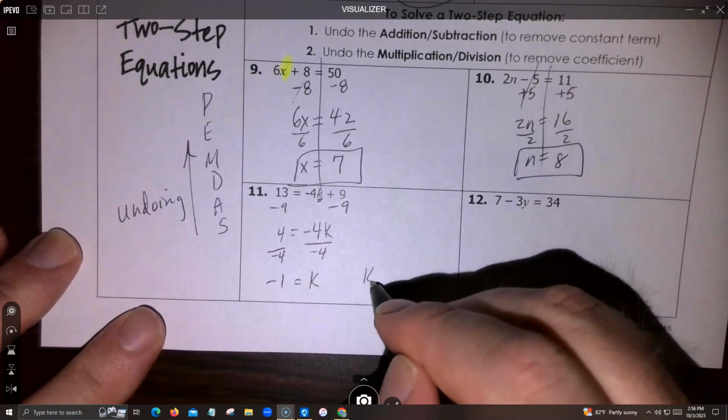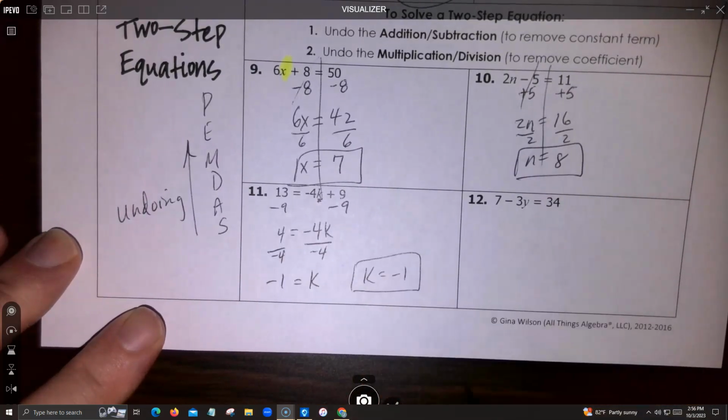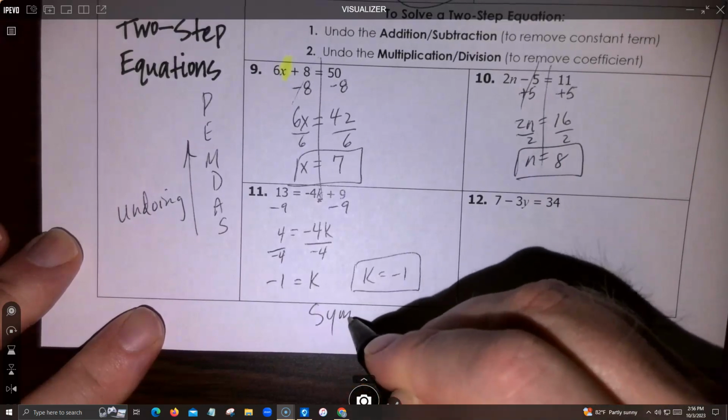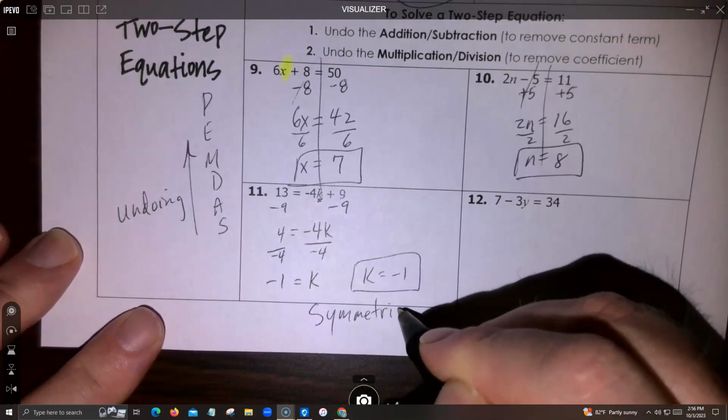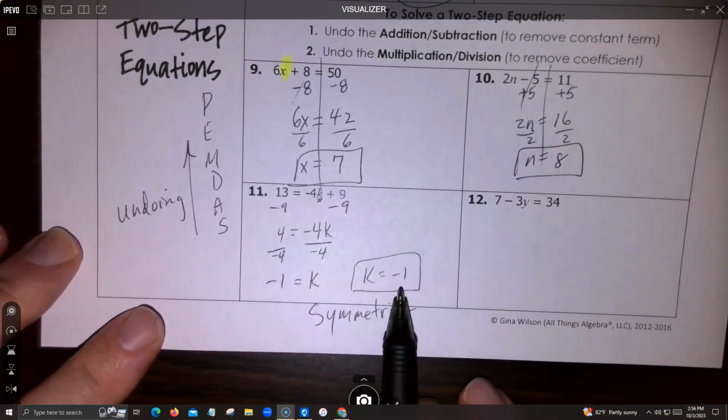Now, you could put k is equal to negative 1. You can turn it around if you want. Remember, we can do that because of the symmetric property, which means if a equals b, then b equals a. So I'm allowed to switch it, flip it around, and it's still the same answer.